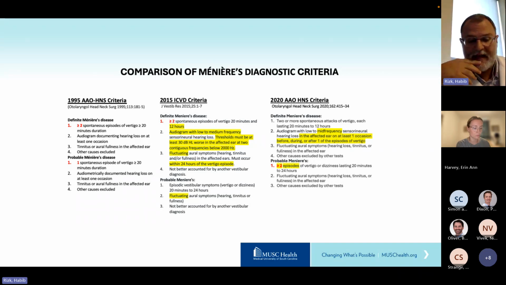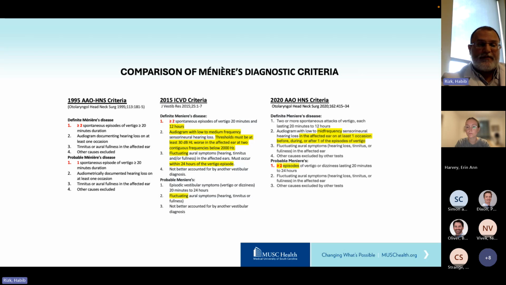Obviously, clinically speaking, sometimes patients fall in those gray areas and you need to use your clinical discernment to categorize them. But from a research purpose, they were very strict about having at least a 30 dB hearing loss worsening in the affected ear compared to the opposite ear. Or if both ears were affected, you need to have a hearing loss of more than 35 dB.